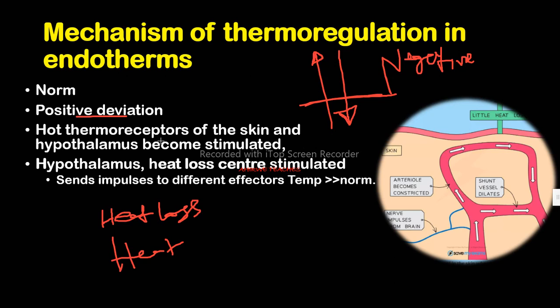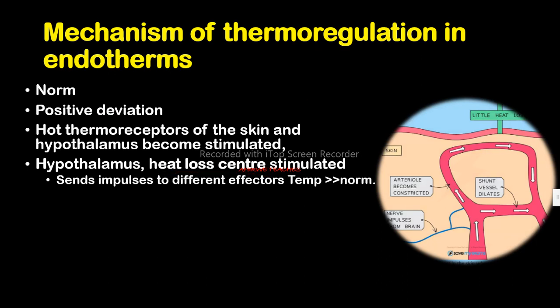Then the hot thermoreceptors will detect, and then the heat loss center within the hypothalamus will be stimulated, and it will send an impulse to the respective effector organs so that you lose a lot of heat from your body and temperature is restored back to the norm. So now, what are some of the responses that will be given by these different receptors? Number one, we have the sweat glands.